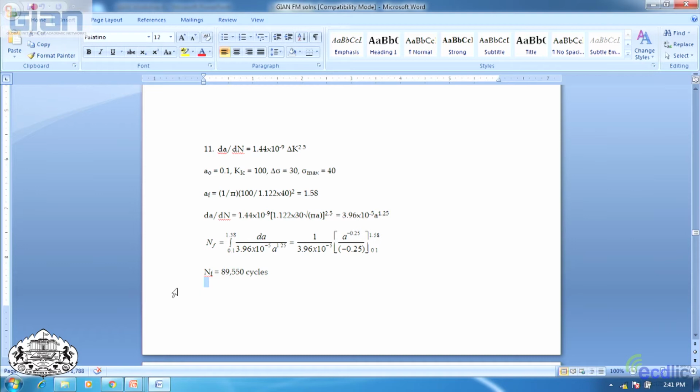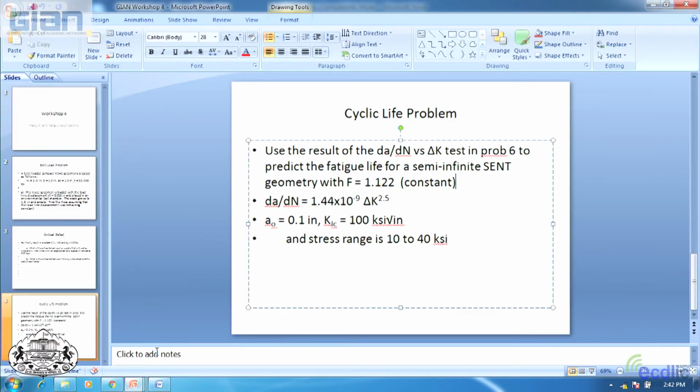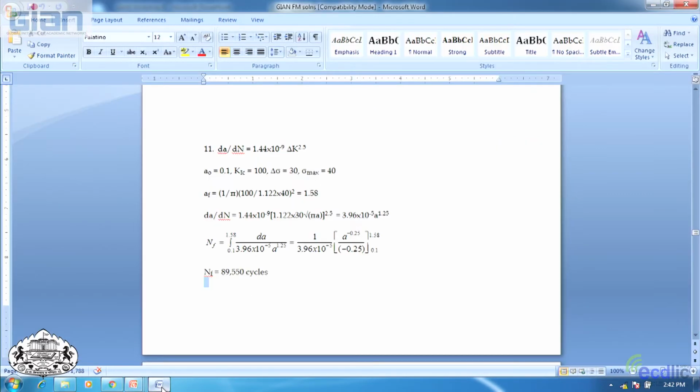K1C is 100, stress range is 30, maximum stress is 40. So important in this problem, the stress range is the difference between the maximum and the minimum, and for the final crack size, the thing fails when it hits the maximum load, so that would be 40. So those two things are different.